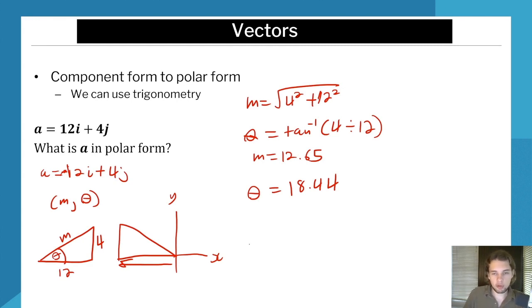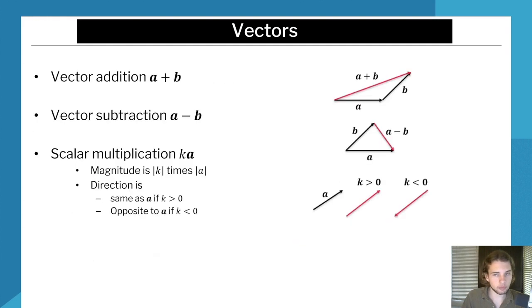So then our polar form can be written as 12.65 and then 18.44. And of course, we have to remember what type of angle we're using, because often we might use radians, sorry.